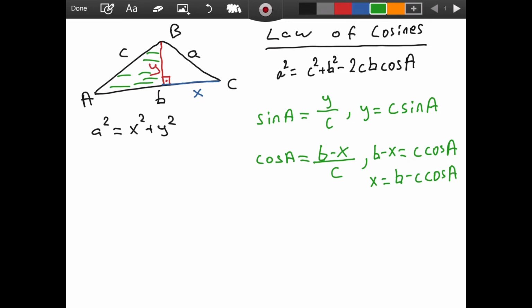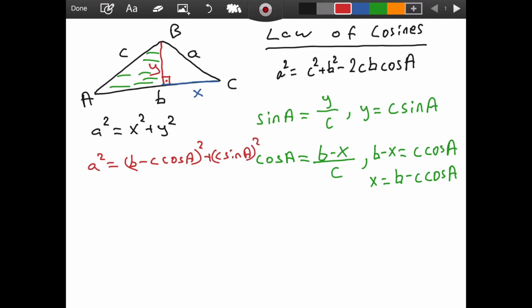Now we are ready to make our substitutions for x and y in this equation. So let's get started. And I am going to do it with red. That's how I do important stuff. a squared is equal to, instead of x squared, I am going to substitute the formula that we found here. So I write b minus, I keep saying cosine, but we first have c times cosine of A. This is squared, and then plus we have y squared, so we have this thing, which is c sine A, and it is squared.